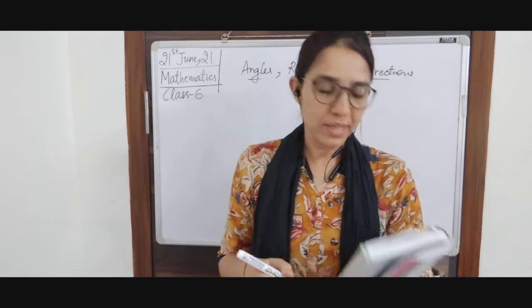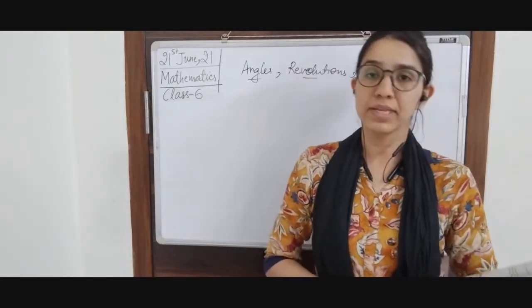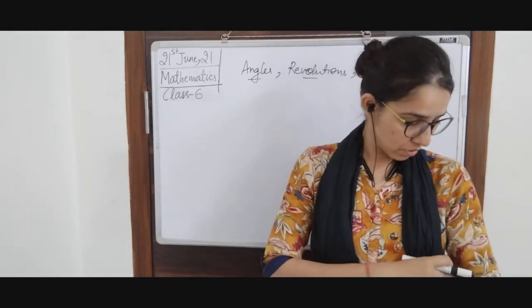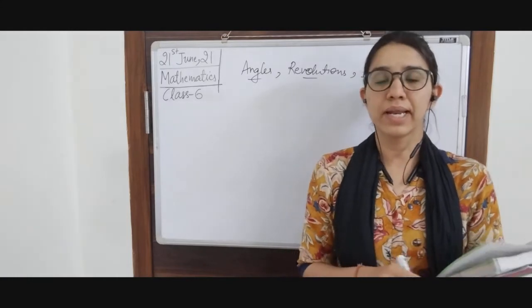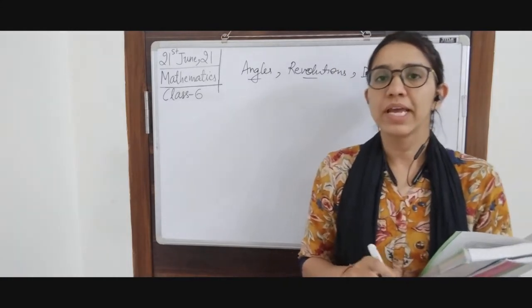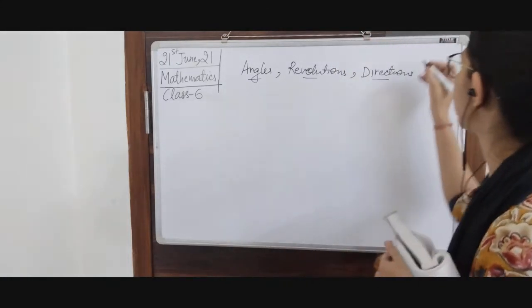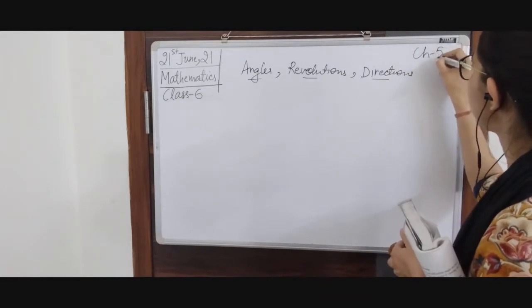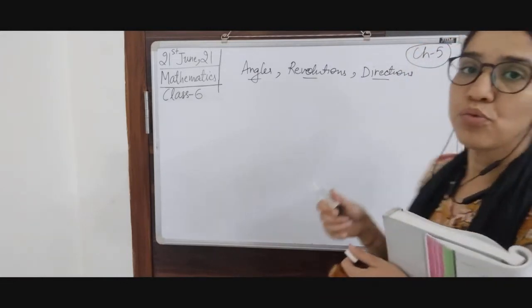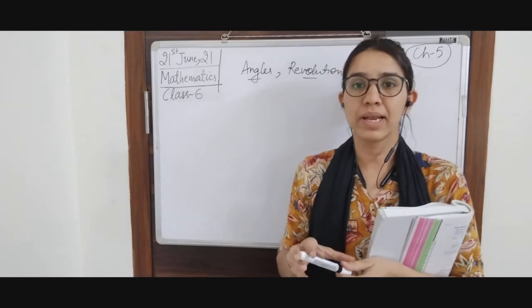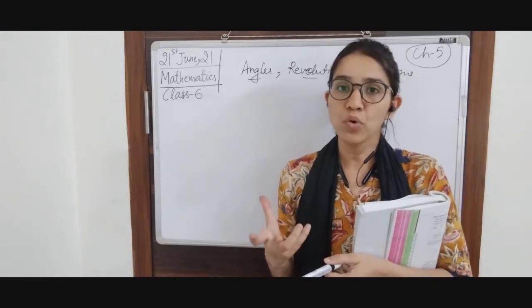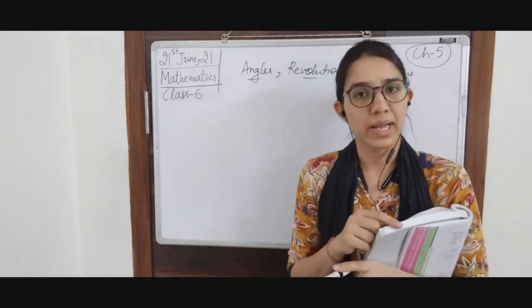We are discussing chapter number 5, that is understanding elementary shapes. In chapter number 5, we have discussed in our previous classes what is a line segment, a line ray, and how to measure the length of a line segment.